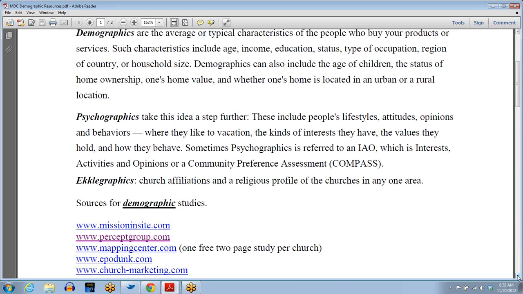Ecclesiographics, probably you're not familiar with that. Ecclesia, as a ministry leader, as a teacher, you're probably familiar with that Greek word, the called out. But ecclesiographics gives us their church affiliations and their religious profile of all the churches in your area. One of the documents I'm providing for you is a sample from Percept Group, and in it, when you buy their $85 six-page report that I'm going to show you in a moment, they will show you where all the churches are in your area within the radius that you requested in your report.